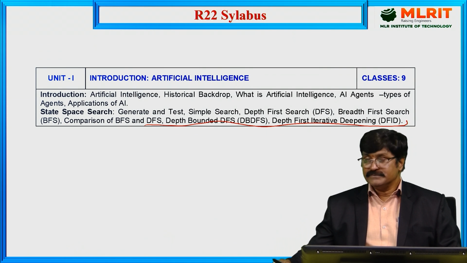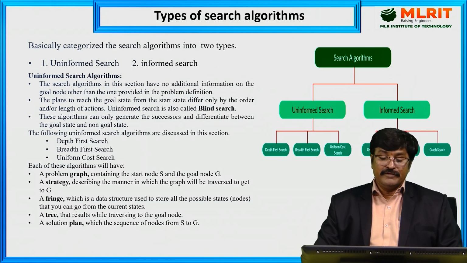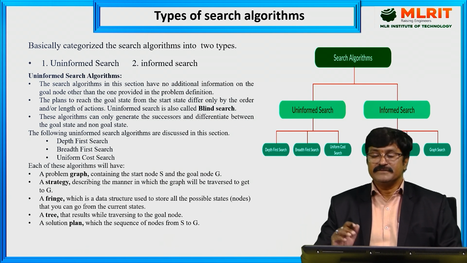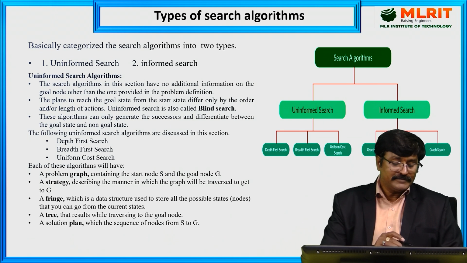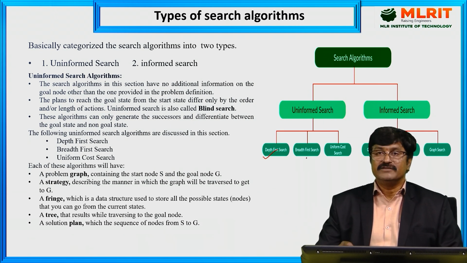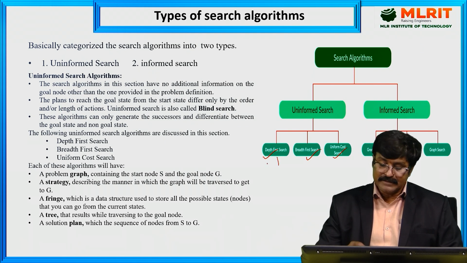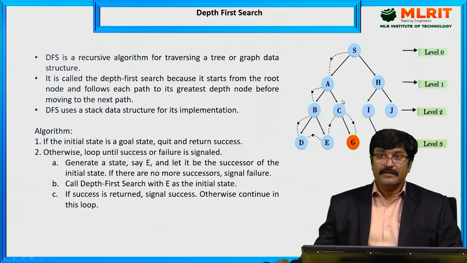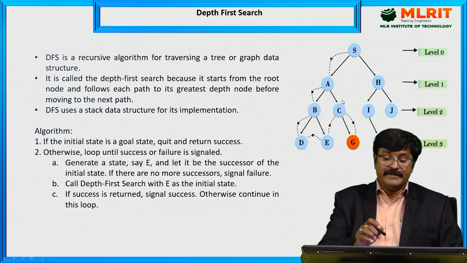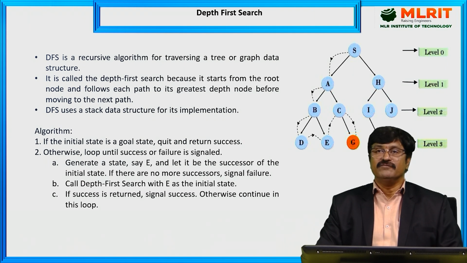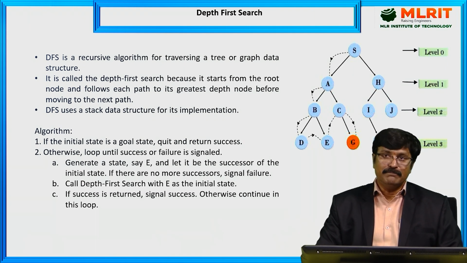Last class we discussed the different types of algorithms. In AI there are two kinds of algorithms, uninformed search and informed search. In uninformed search there are depth first search, breadth first search, and uniform cost search. Depth first search again has variants, and in today's class we are going to discuss these uninformed search algorithms. Depth first search is one of the uninformed search algorithms, and one of the blind search algorithms.